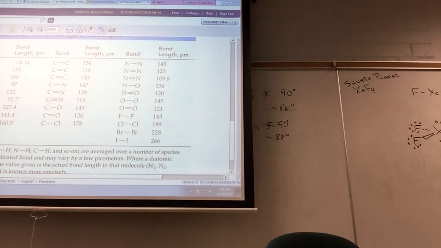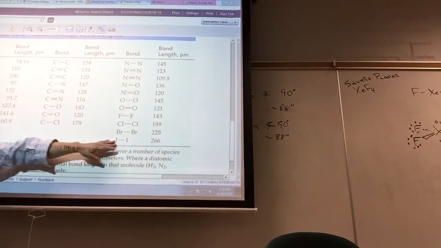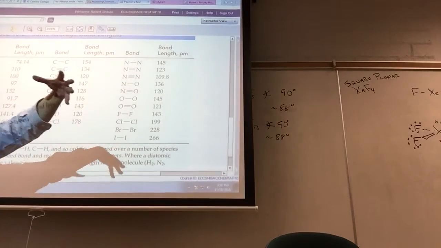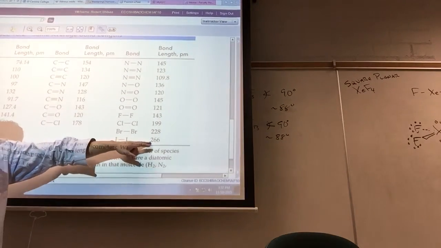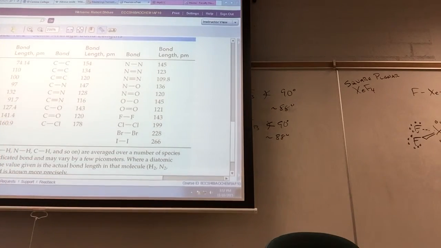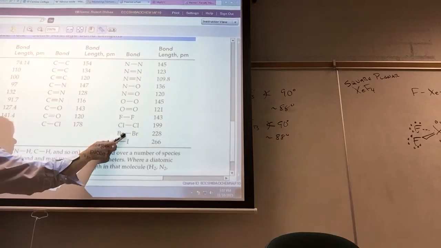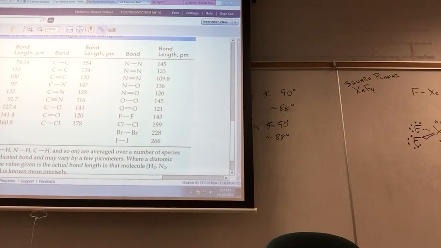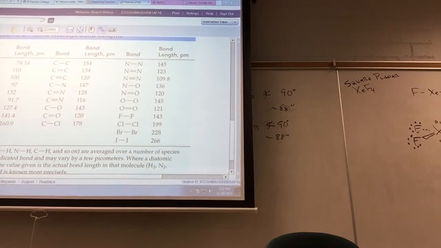I see the shortest bond is 74. That would be for hydrogen. The longest bond would be iodine, 266. Iodines are big atoms, so two big atoms bonded together is going to have a pretty long bond length. Bromine's smaller, chlorine's smaller, fluorine's smaller. And so you can see how it progresses here. The same thing. Iodine's biggest, bromine's smaller, chlorine's smaller, fluorine's smallest. Bonds get shorter, atoms get smaller.